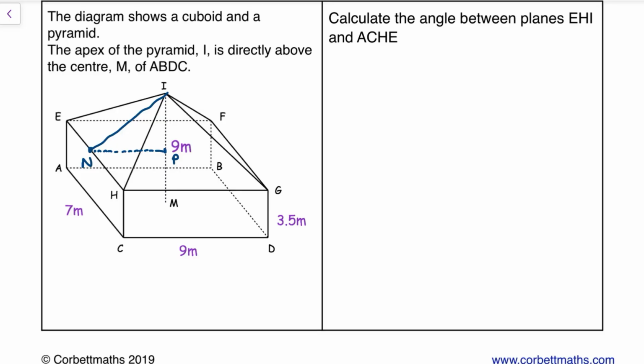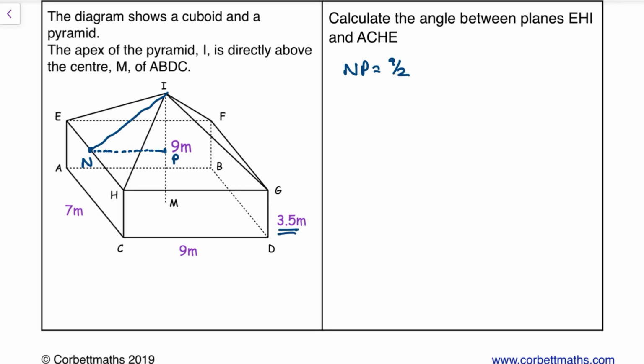Now, my method is, what do I know? Well, I know C to D is 9 meters. So therefore, it must be the case that N to P is half of that. So that's going to be 9 over 2. So I've got one of them. Then I also know the height of the overall pyramid. Actually, this question's a bit easier than it looks, isn't it? The overall pyramid is 9 meters high.